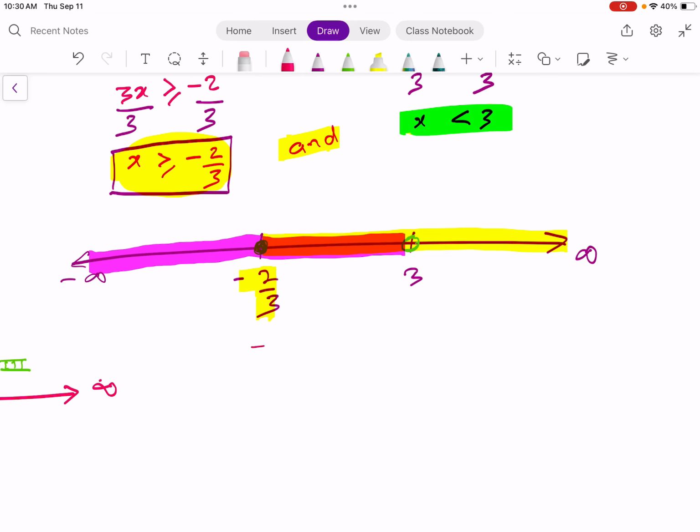Now let's write the interval notation for this red region. It's starting from -2/3 and ending at 3. At -2/3 there is a closed circle, it means bracket. At 3 it's an open circle, parenthesis. See, we get the same solution. So we can use any method here.